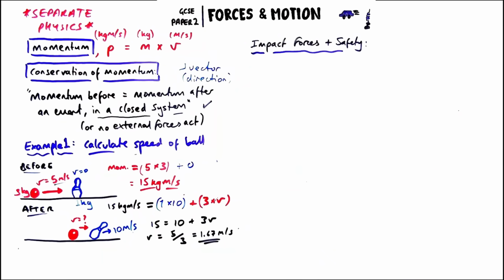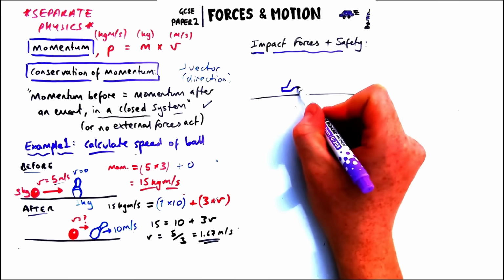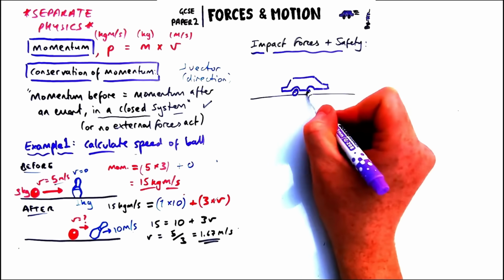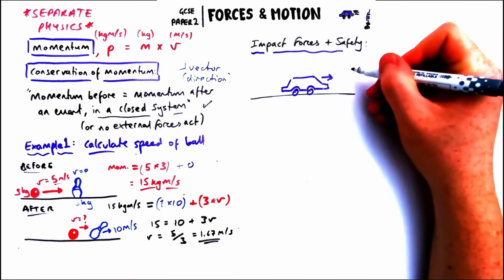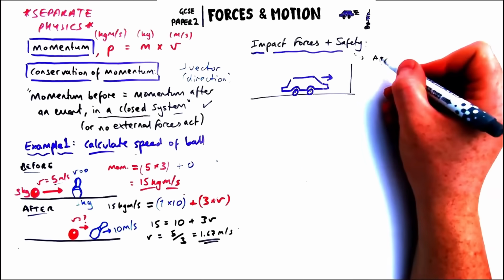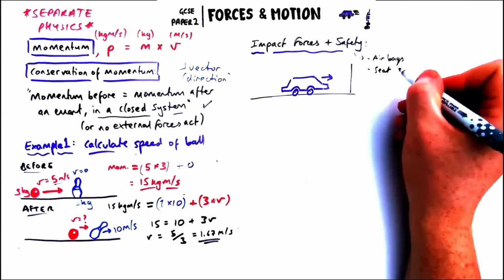So how does momentum relate to forces acting in a collision, and how do we use that knowledge to keep people safe in things like car crashes? So let's say we've got a car that's going to hit a barrier. It can't be avoided. We can't talk about factors like stopping distance. It's going to hit it. What safety features are there?